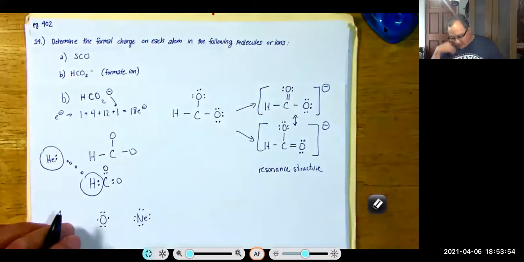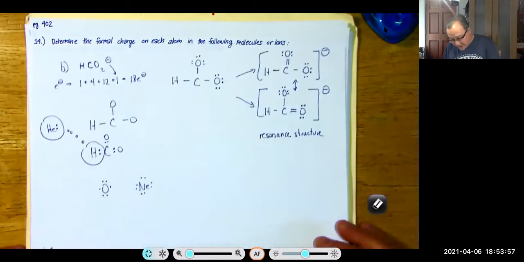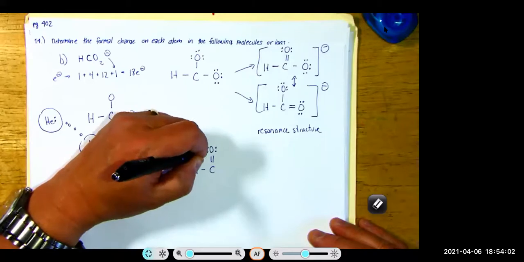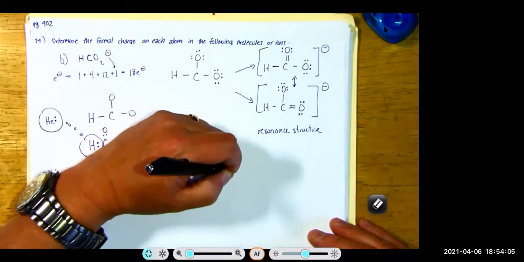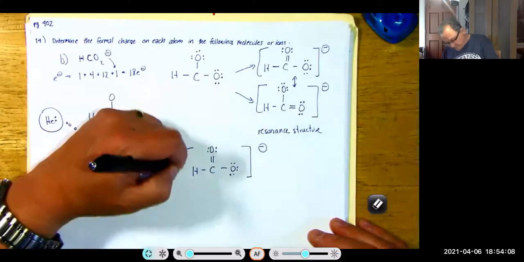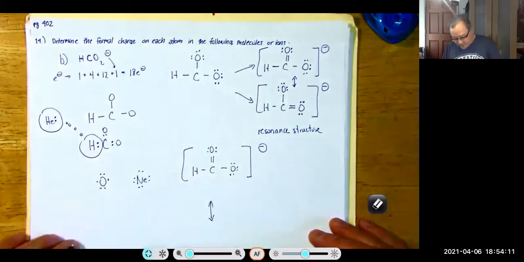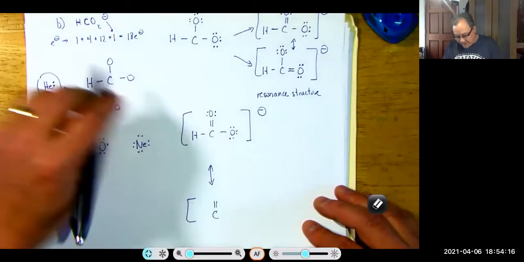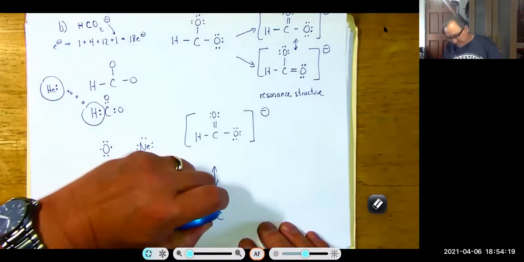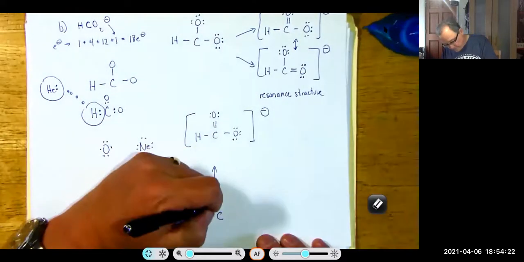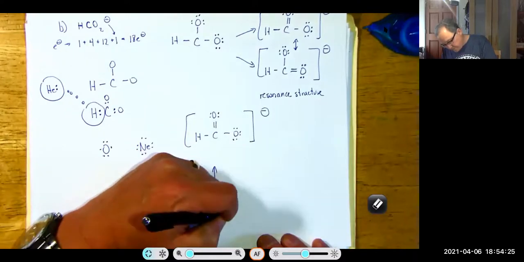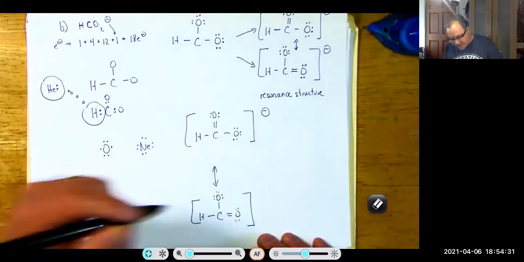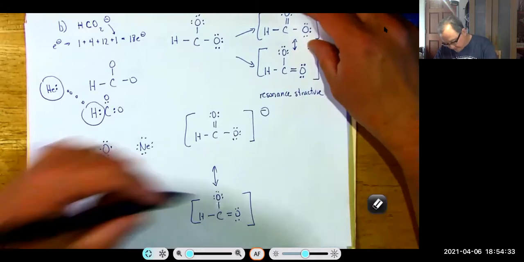Okay, now let's look at the 2 resonance structures, and I'm going to redraw them to give them a little bit of space. Here's one. And here's the other. So I'm just putting space between them. Whoops, and I made a mistake. So now we're going to assign formal charges to each of these and decide which one's better.